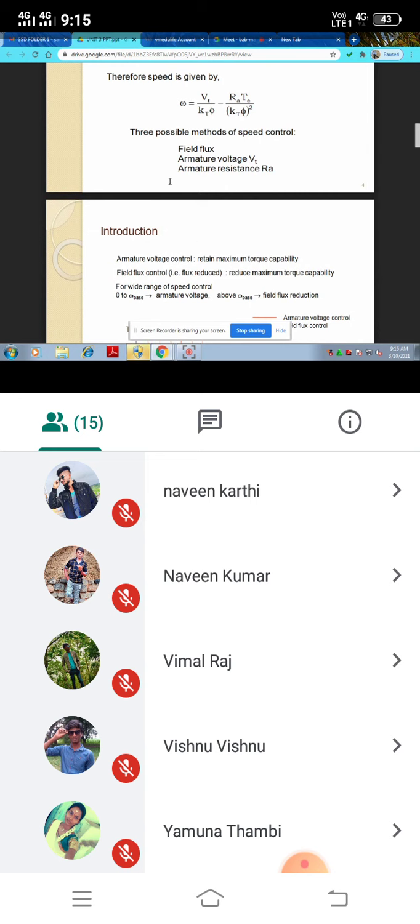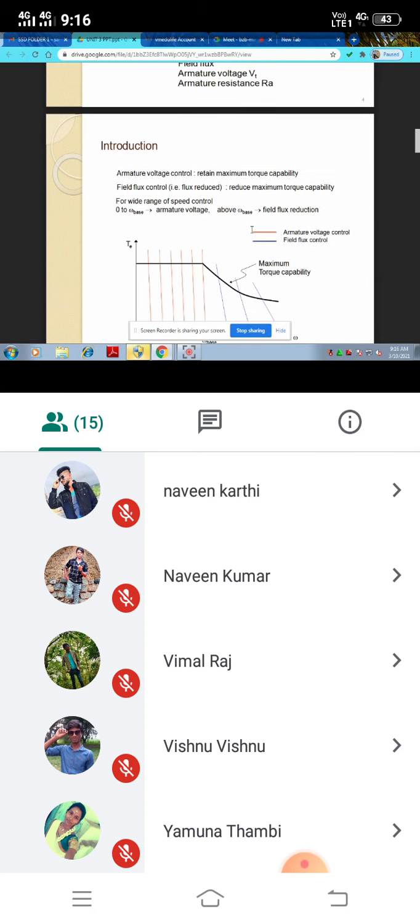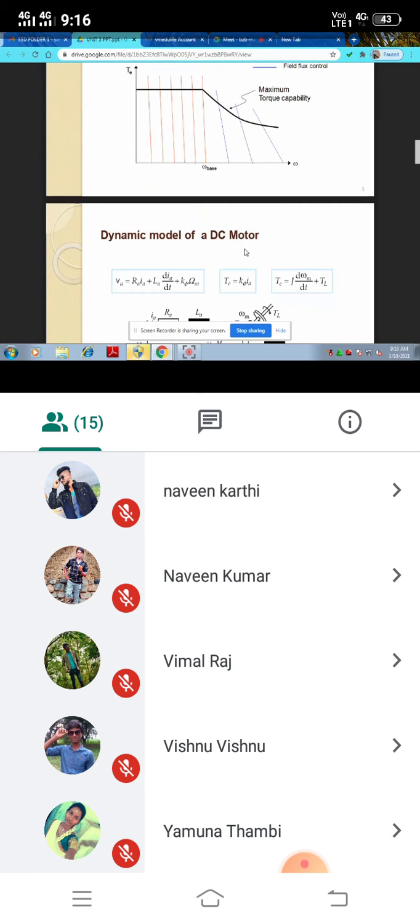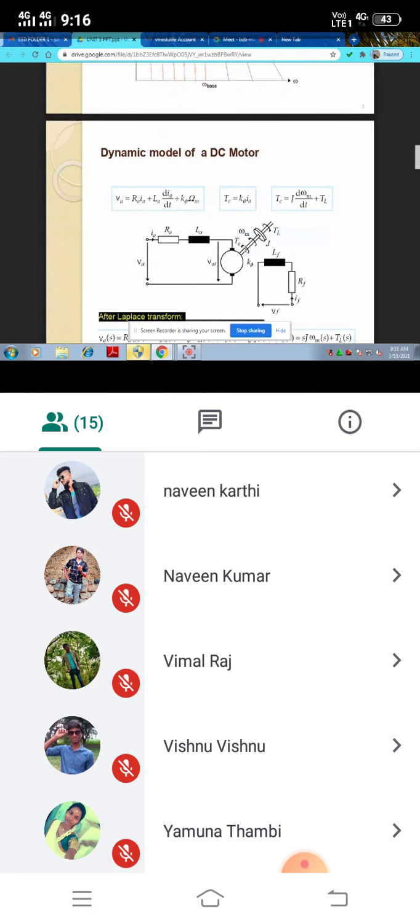This is not ignorable, but we have to analyze or study this field flux, armature voltage VT and armature resistance RA. These are all explanations we saw in earlier classes, yesterday's class. No need to explain again and again. This is enough explanation for the topic.